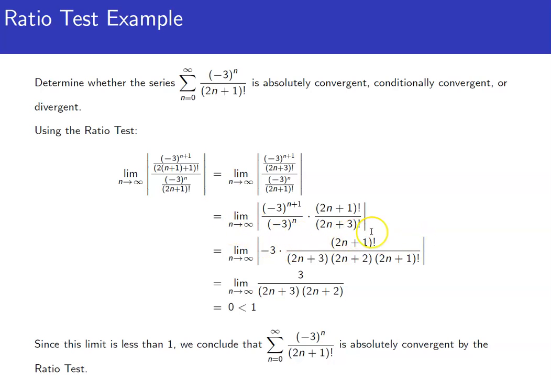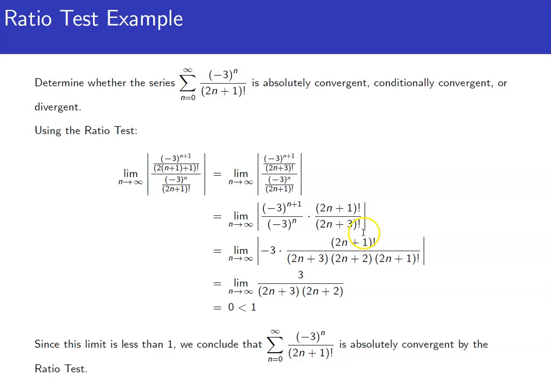Let's put the pieces together that match. Put the negative 3 to the n plus 1 over the negative 3 to the n, and put the 2n plus 1 factorial over the 2n plus 3 factorial. Now let's simplify. Here, the exponent on top is 1 bigger than the exponent on bottom, so that fraction just simplifies to negative 3. On the second fraction, 2n plus 3 is bigger than 2n plus 1. So there are more factors in 2n plus 3 factorial than there are in the 2n plus 1 factorial.